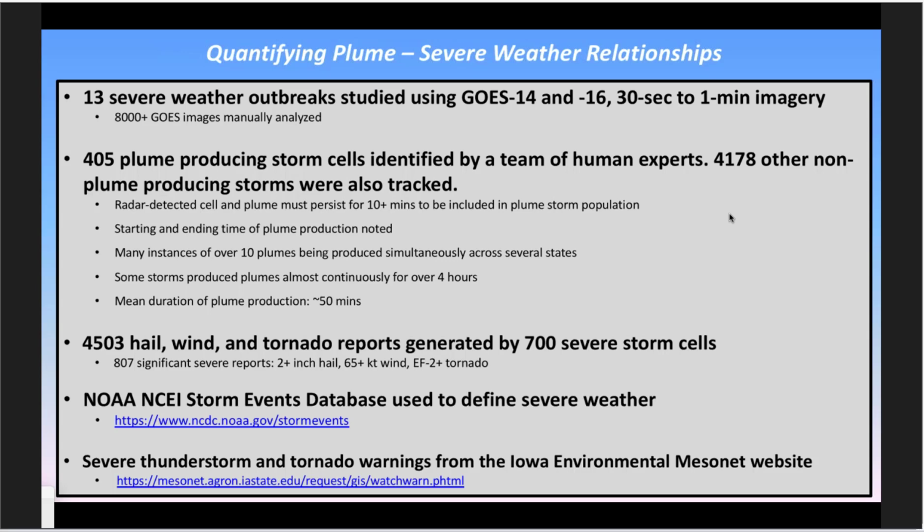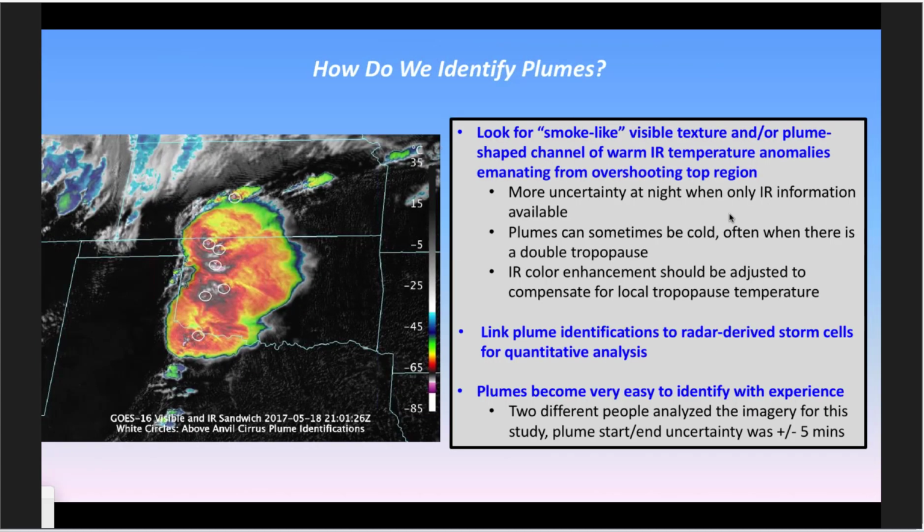We found over 4,000 severe weather reports from 700 storm cells. 800 plus were significant ones, which we consider to be 2-inch hail, 65 knot or greater winds, and EF2 or greater tornado intensity. We looked at the NOAA NCEI database to extract these reports, and also we looked at warning information from the Iowa Environmental Mesonet site.